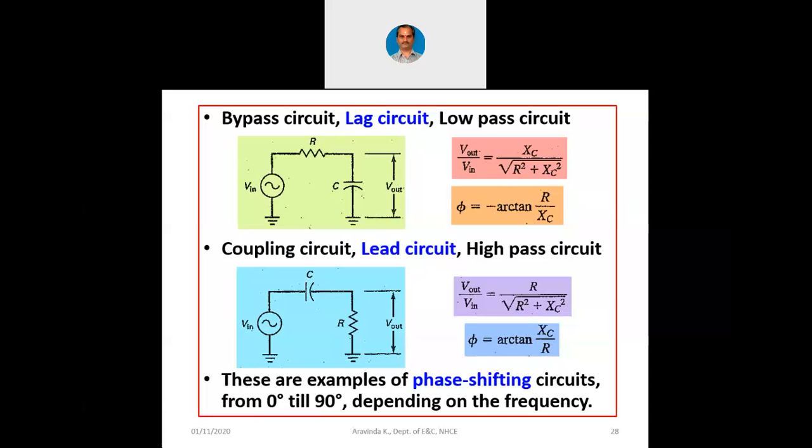Now you may ask, why only 3, sir? Why not 4? Yeah, 4 is also possible. Let us say we connect 4 such circuits. Each one is going to produce 45 degree. Then 45 plus 45 plus 45 plus 45, that is also possible.